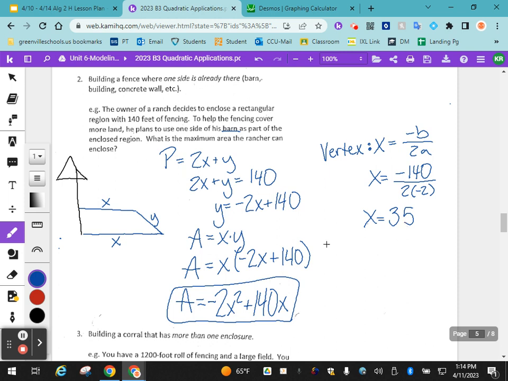So wait, so now do you plug 35 into the area equation or the perimeter? Area equation. What if we're looking for perimeter? Plug it in.